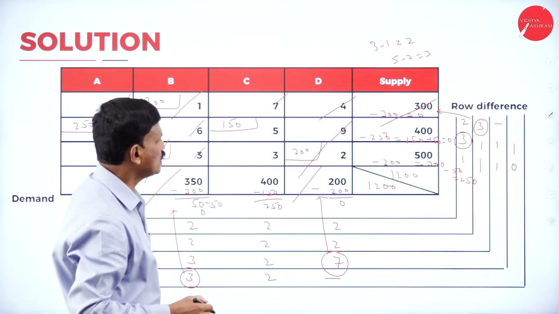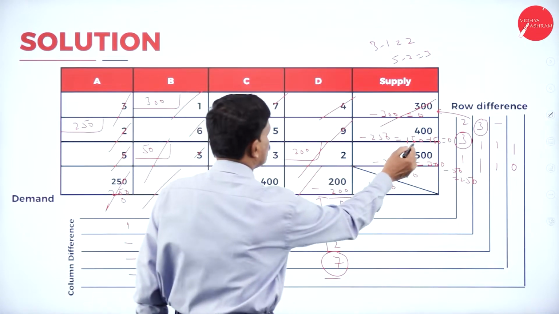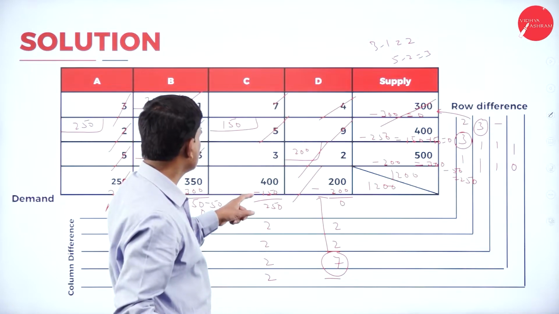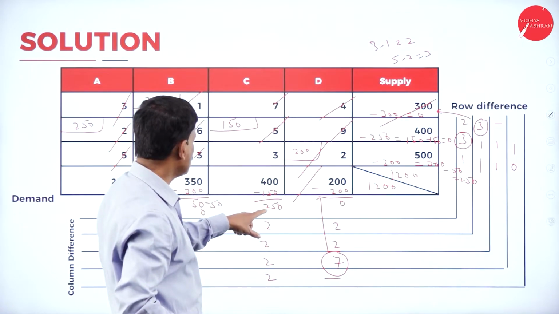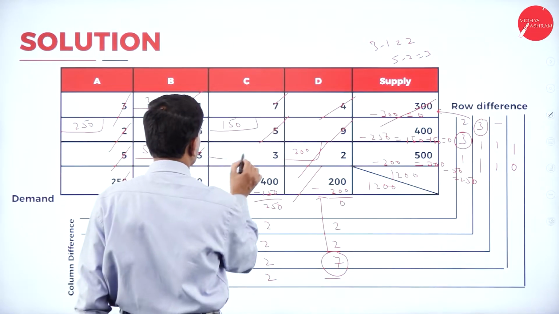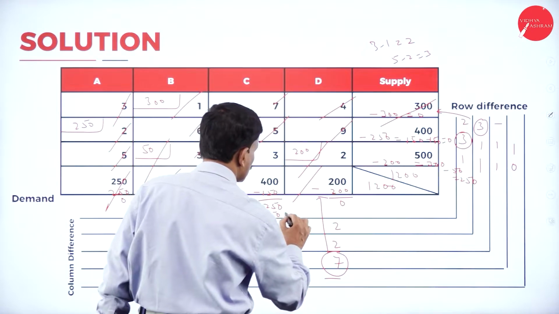And what is the last element left? It is 3. Once this becomes 0, we can cancel this also. The last element remaining is 3. For this, the supply is 250 and the demand is also 250. So here we can allocate 250. 250 minus 250 is equal to 0.